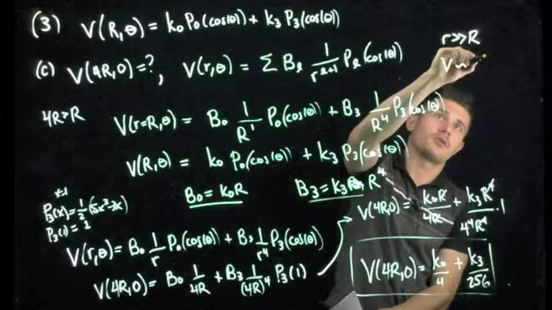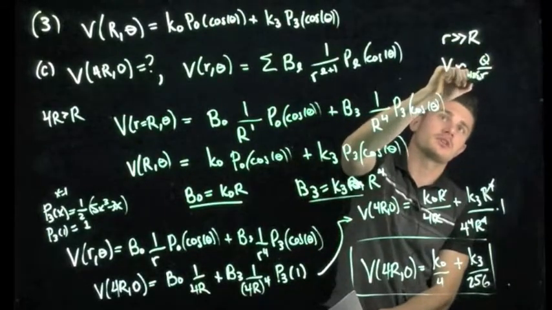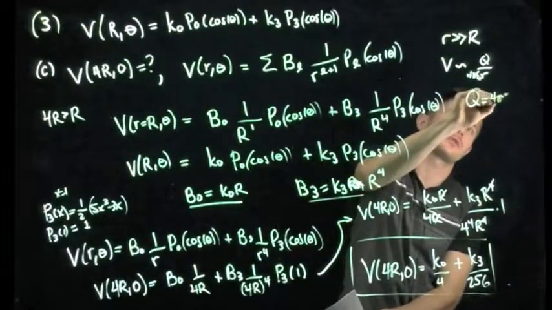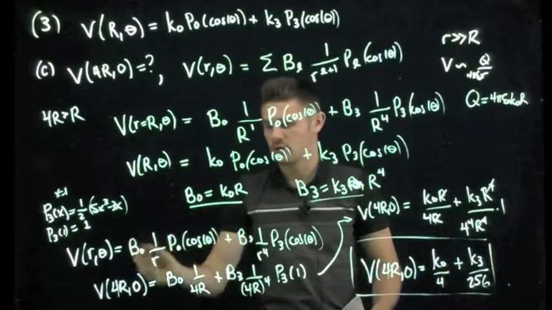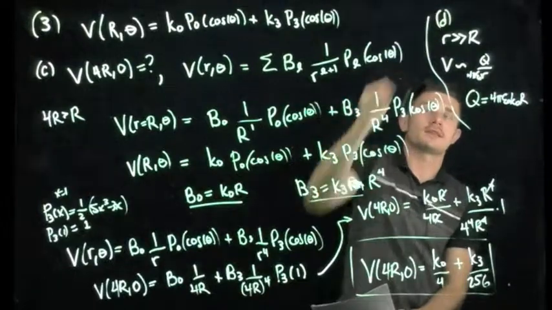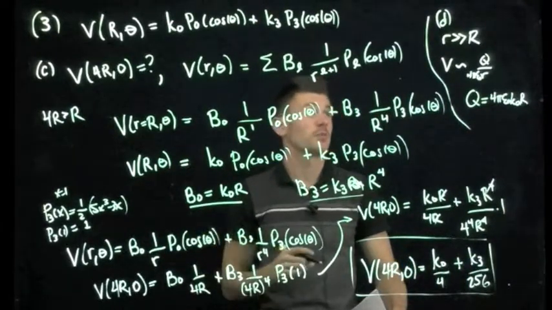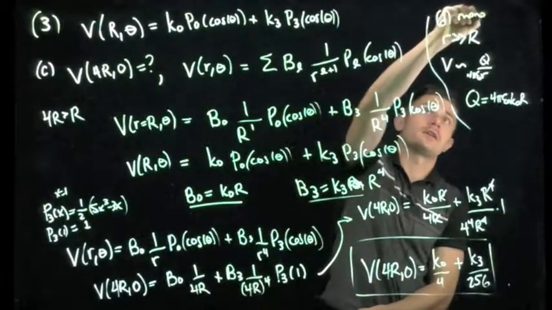So we're going to have our normal Q over 4 pi epsilon naught r expression, just like our normal monopole, where here our Q will be 4 pi epsilon naught K0 R, given that this is our coefficient of B0. So for part D, at some position much, much further away than the radius of the sphere, little r much, much greater than big R, we're going to have our potential acting like a monopole.